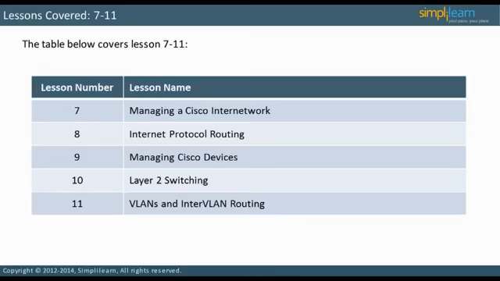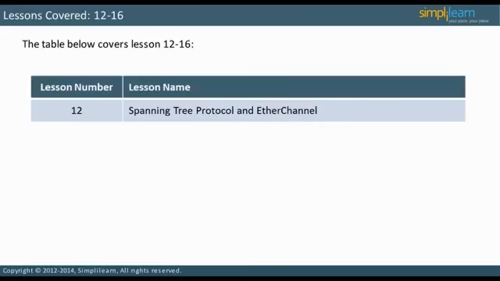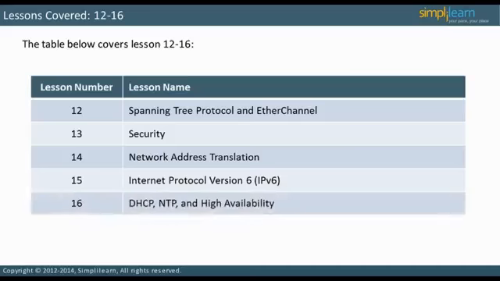In continuation to the course details, we will discuss the next 5 lessons in the following slide. Lesson 12 will address Spanning Tree Protocol, STP, and EtherChannel. Security is the topic for Lesson 13. Lesson 14 deals with Network Address Translation, NAT. In Lesson 15, Internet Protocol version 6 addressing will be discussed. Lesson 16 will present DHCP, NTP, and high availability. We will discuss the last set of lessons in the next slide.